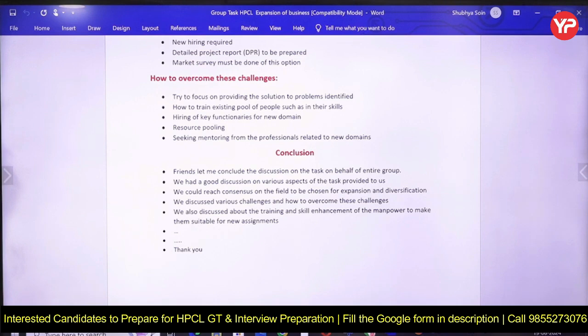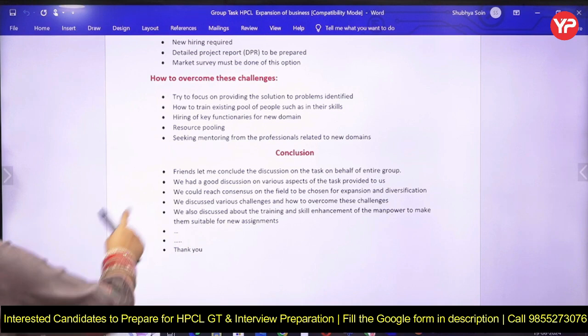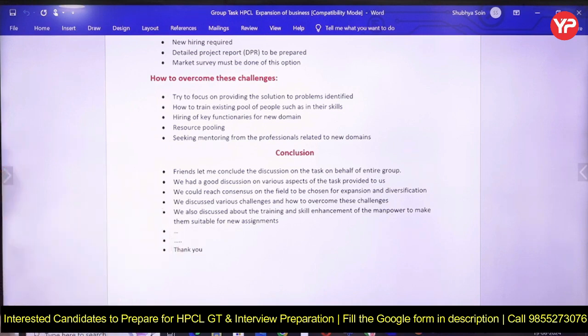Then by the end, there is a conclusion. Let me conclude on behalf of the entire group. We had a great discussion on various aspects of the task provided to us, and yes, we could reach a consensus on the field to be chosen for expansion and diversification. We also discussed some challenges and how to overcome these challenges. So this is something that we have already discussed: training, enhancement of skills, making them suitable for new assignments.